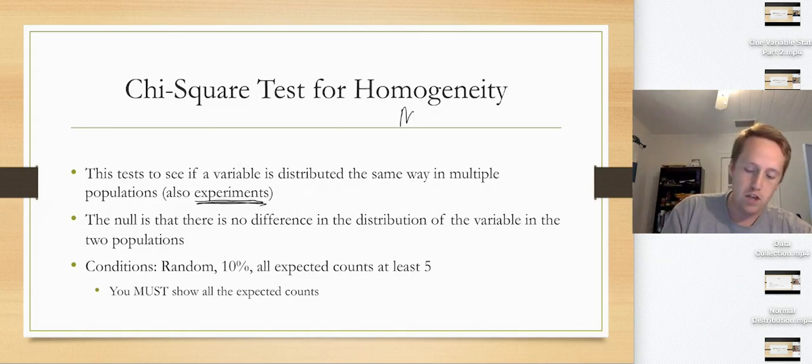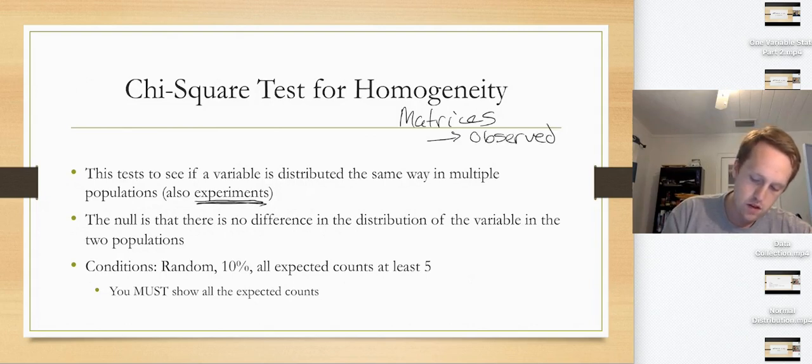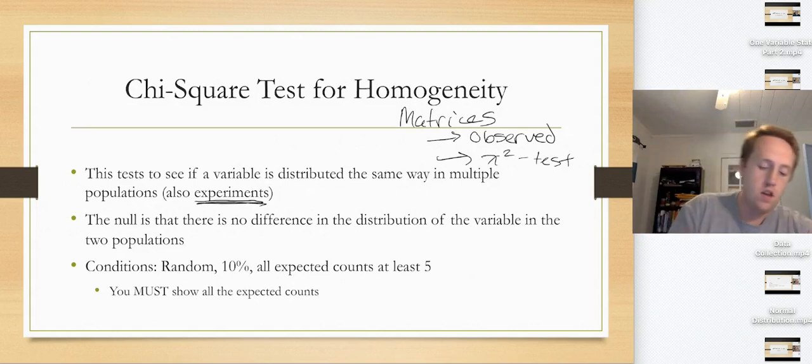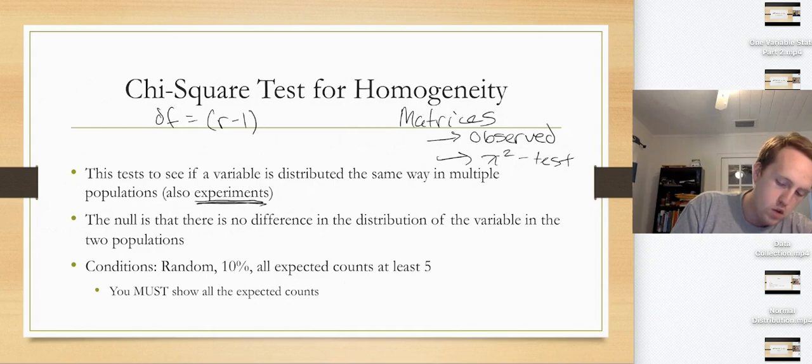Mathematically, again, matrices: enter your observed, and then run a chi-square. Conditions are the same. For both the chi-square test for homogeneity and independence, your degrees of freedom is the number of rows minus 1 times the number of columns minus 1.